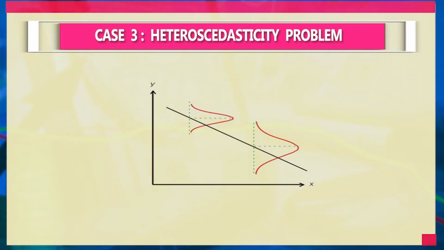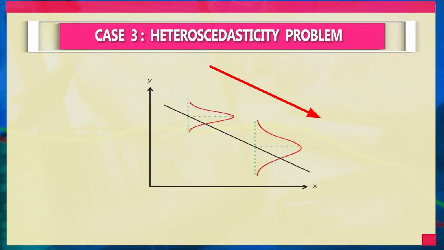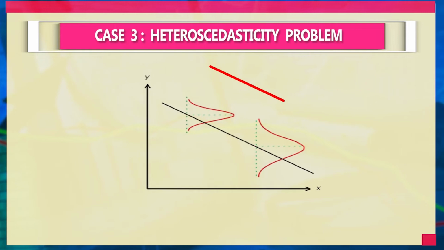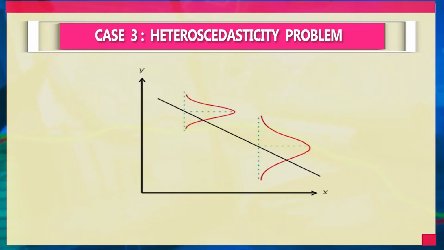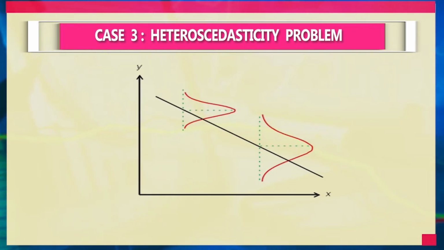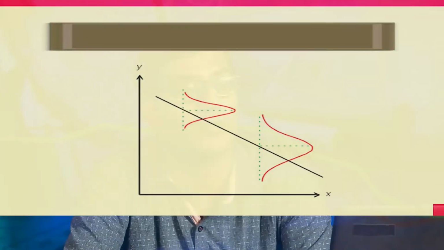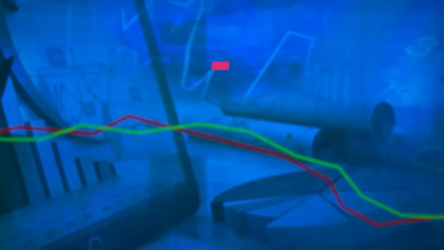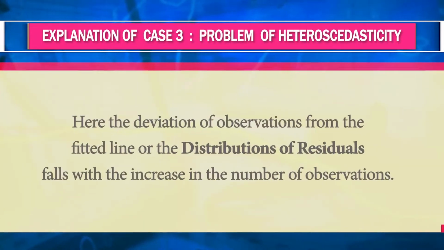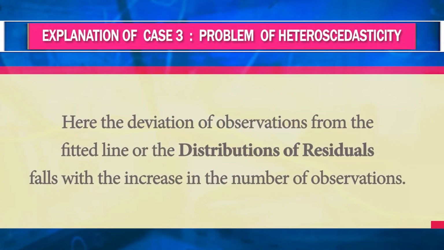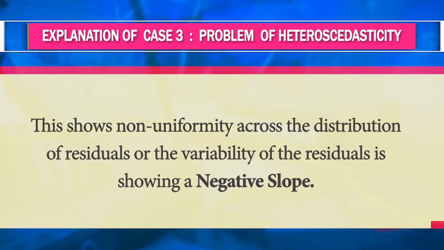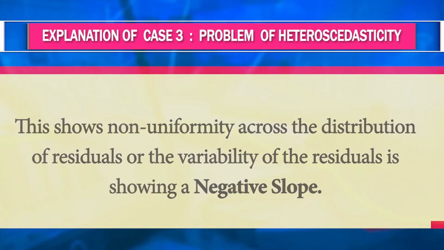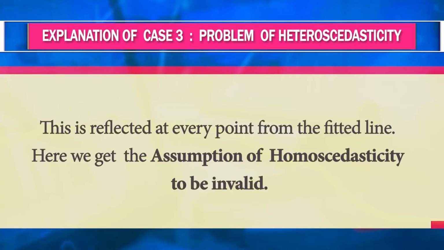Similarly, we go for the third case where the problem is actually existing but with a decreasing trend, because at the lower set of observations there is a pattern, but as the observations are on the rise, the variance is on the fall, and that is shown by the downward sloping straight line. So in this particular explanation, we observe that the distribution of the residuals is falling with the increase in the number of observations, so it has a negative slope, and the assumption of homoscedasticity stands to be invalid.